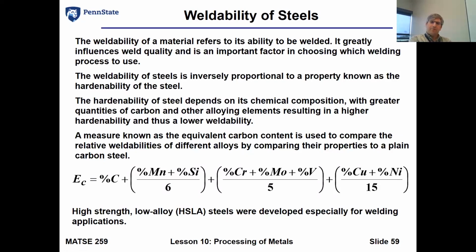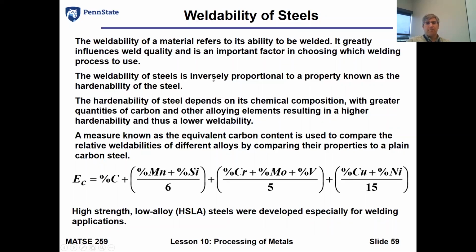And so if we talk about steels, the weldability of steels is determined primarily through something called equivalent carbon content. What we see here is an equation below, and it's used to compare the relative weldabilities of steels. We want to compare them, for the most part, to plain carbon steels. And so high strength, low alloy steels, and we see these different alloying elements here, whether it's manganese, silicon, chromium, molybdenum, vanadium, copper, nickel. We make all these additions to these steels.